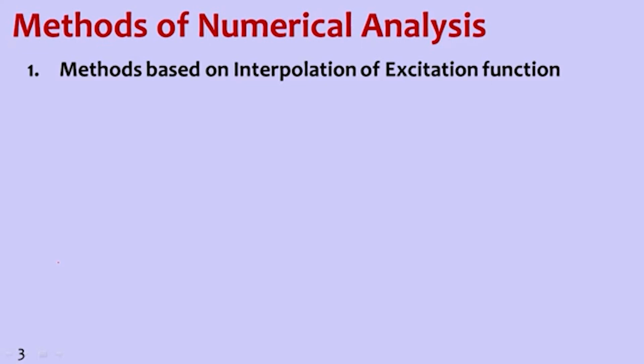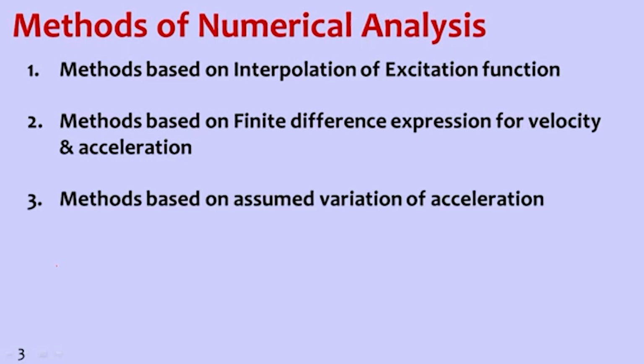One method is based on the interpolation of excitation function. In interpolation of excitation function, we divide the excitation into several parts and find the solution. That we have discussed in the previous classes, and in this class we will discuss finite difference expression for velocity and acceleration, and the other techniques we are going to discuss in the subsequent lectures, that is methods based on assumed variation of acceleration. So, in this class we will discuss the finite difference expression for velocity and acceleration and how we make use of that and find the solution of the governing differential equation.